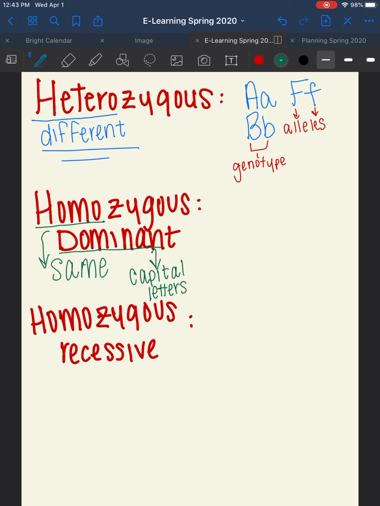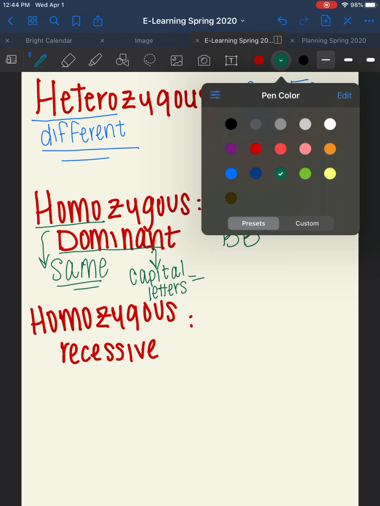If you put that together, the genotype here, represented by two letters, is going to have two letters that are the same size, and they are both going to be capital letters. The way that might be written would be big A, big A, big B, big B, capital F, capital F. Those are some examples of something that is homozygous dominant.